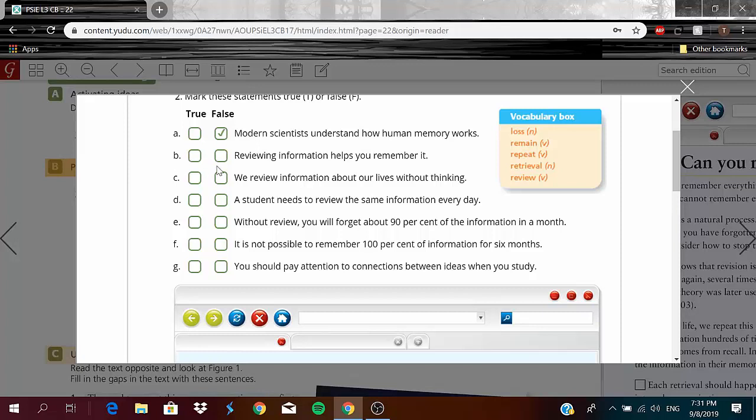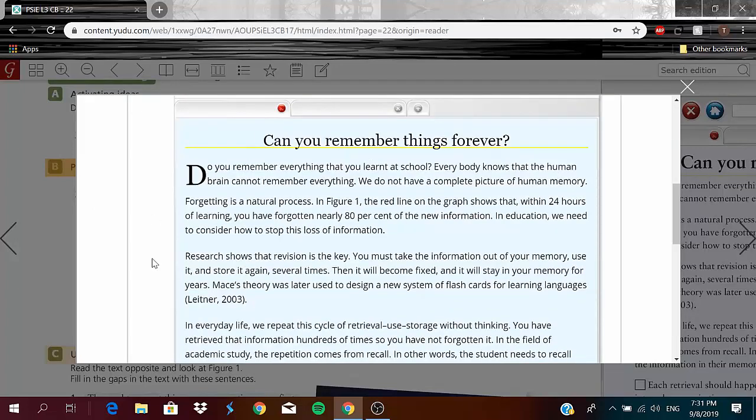So B, reviewing information helps you remember it. What do you guys think? I'll say true. And why is that? Let me go down here so you guys can check. Right? In education, we need to consider how to stop this loss of information. And research shows that revision is the key.